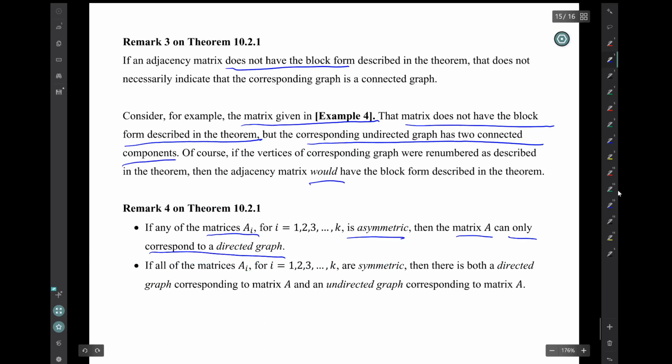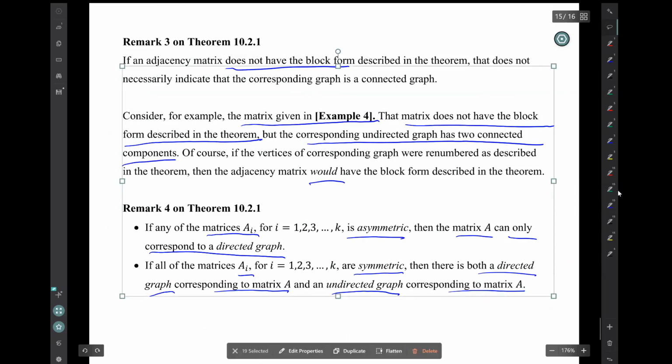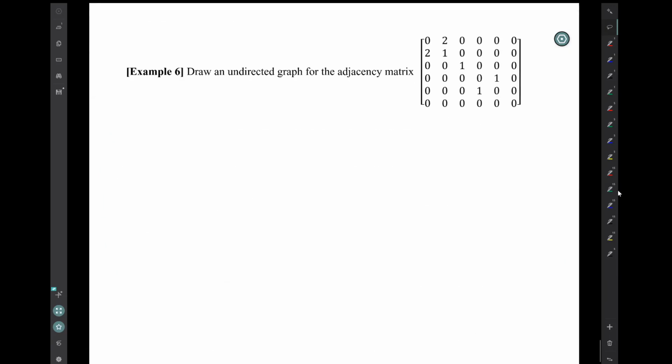On the other hand, if all of the matrices A subscript i along that diagonal in that block form are symmetric, then there's both a directed graph corresponding to matrix A and an undirected graph corresponding to matrix A. For example, draw an undirected graph for this adjacency matrix. Well, we're going to need 6 vertices because it's a 6 by 6 matrix.